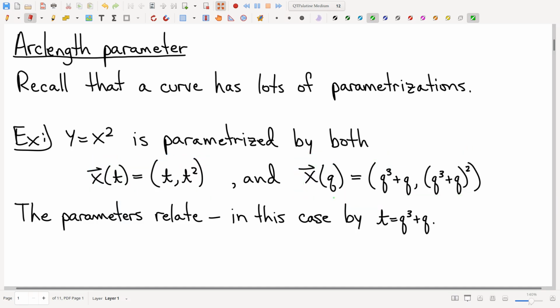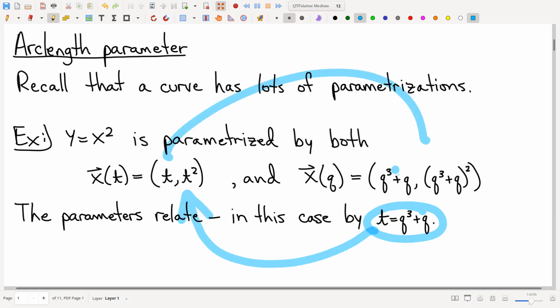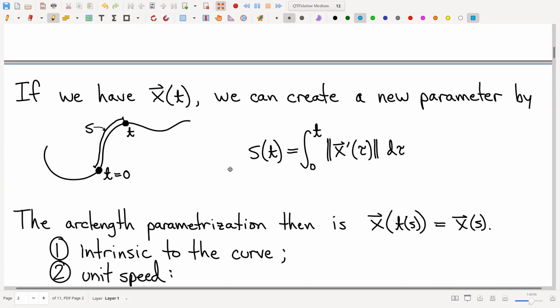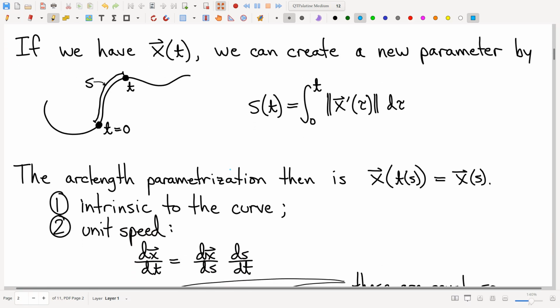The point I want to make about these two parameterizations is that one comes from the other, namely, this formula right here, t equals q cubed plus q. If you take that and plug it into there, you get this. So if you have one parameter written in terms of another, when you plug that into your first parameterization, out comes a new, what we call reparameterization. Okay, so with that in mind, turns out there is a particular reparameterization that has some nice features.